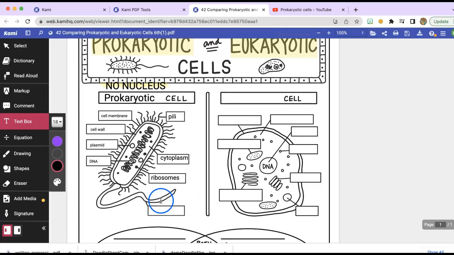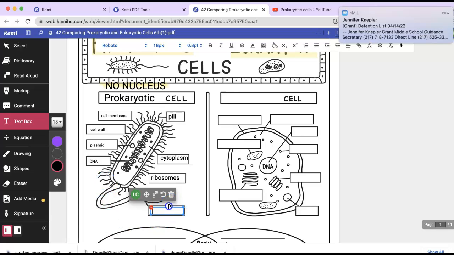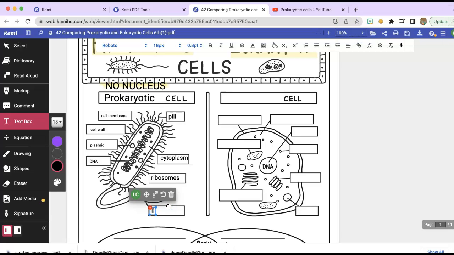Next, last but not least, is the tail. This is called the flagellum. And the flagellum does just what you think it might do. These cells can't wag their tail like a dog or a cat. I don't think cats wag their tail, but they can't wag their tail. It's strictly to help them move. That's it. Strictly to help them move.